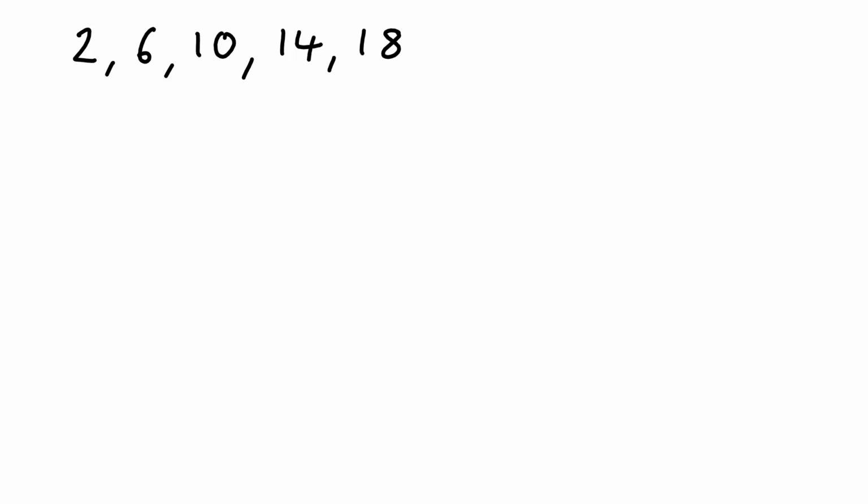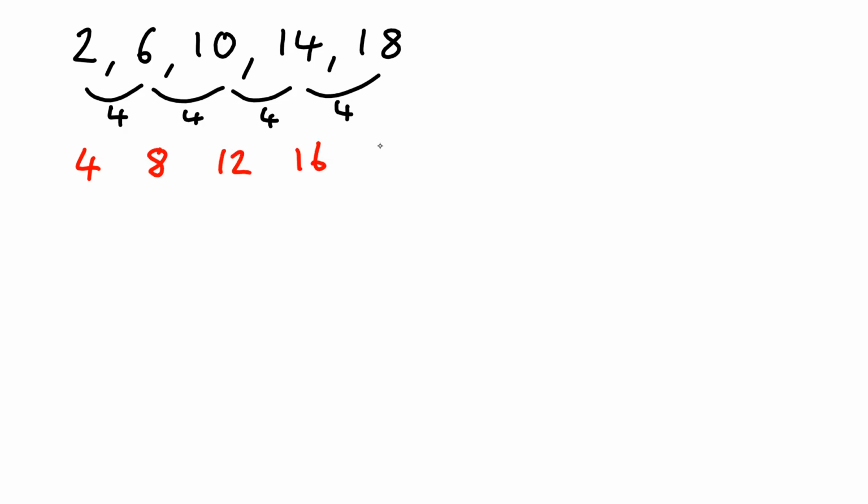So when we look at these differences, we can see that it's going up in 4s. Now, if something's going up in 4s, we compare it to something else that we know goes up in 4s, like the 4 times table. So if I compare these numbers to the 4 times table, which is 4, 8, 12, 16 and 20, I'm hoping that you can see that if I take 2 off of each of these, I get back to the sequence here.